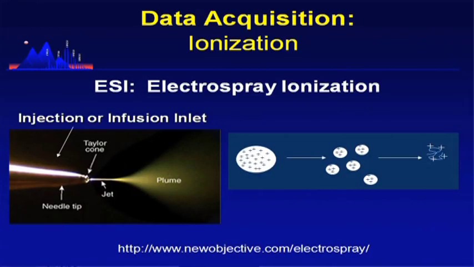And for proteins, you can have 20, 30, 40 charges on a protein. And you basically end up with a Gaussian spectrum of peaks that represents that protein in all the different charge states.